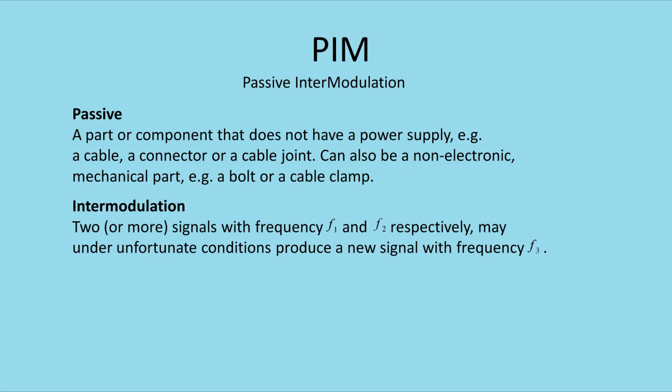Intermodulation means that two signals with frequency F1 and F2 respectively may under unfortunate conditions produce a new signal with frequency F3. For example, F3 may be obtained by taking 2 times F1 minus F2.